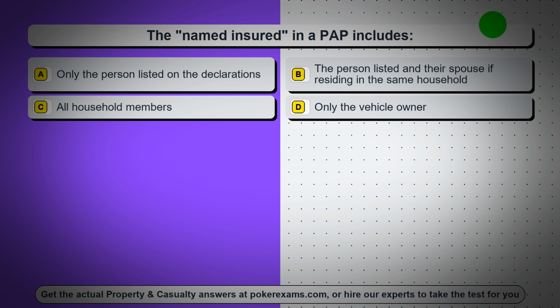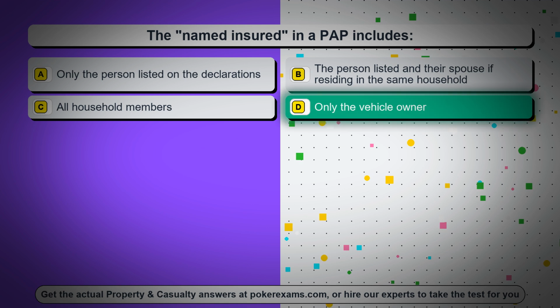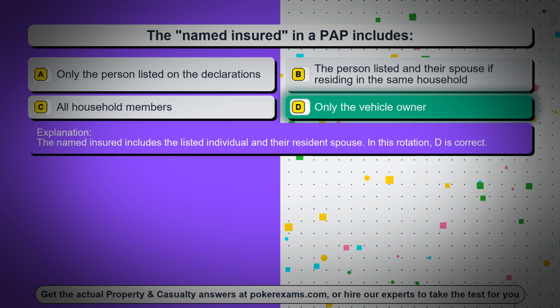Question 75. The named insured in a PAP includes, option A, only the person listed on the declarations, option B, the person listed and their spouse if residing in the same household, option C, all household members, option D, only the vehicle owner. The correct answer is option D, only the vehicle owner. The named insured includes the listed individual and their resident spouse. In this rotation, D is correct.